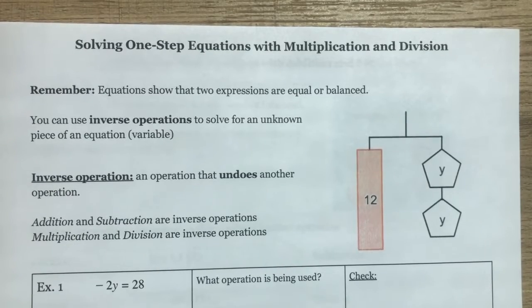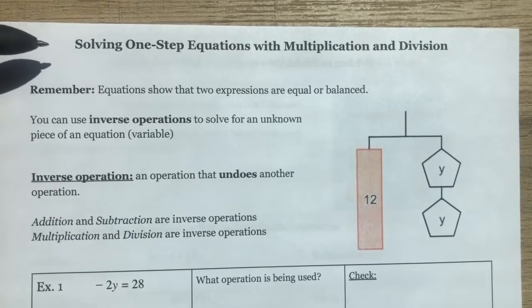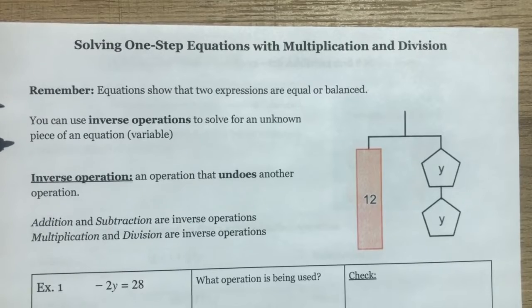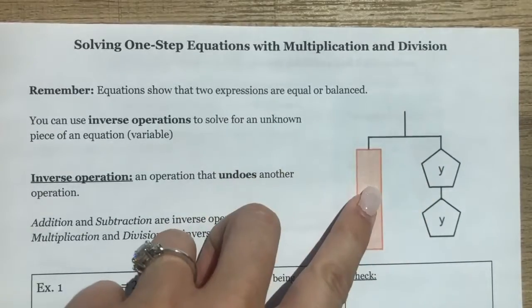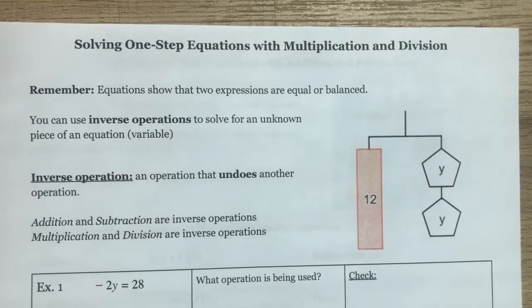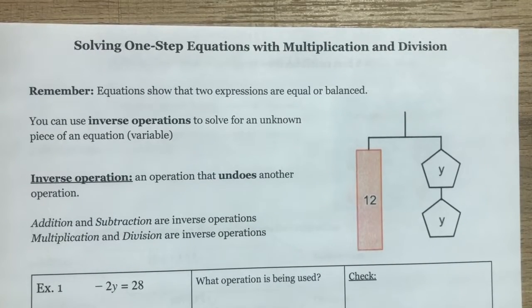So the next section we're going to talk about is solving one-step equations with multiplication and addition. We talked about this in the last section. We need to remember that equations show that two expressions are equal or balanced. And we can also think of equations like these balance hangers or like the equation mobiles that we worked on in a different website. We can use different tools to help us visualize these equations.